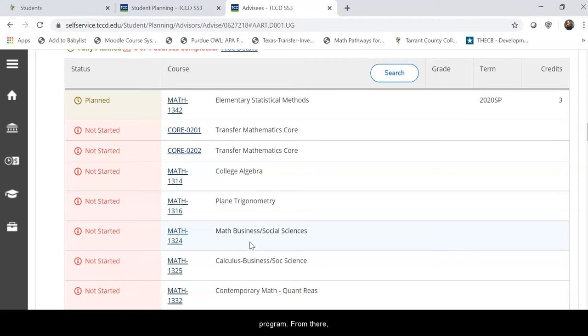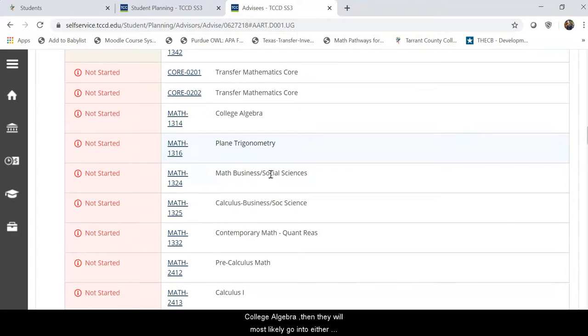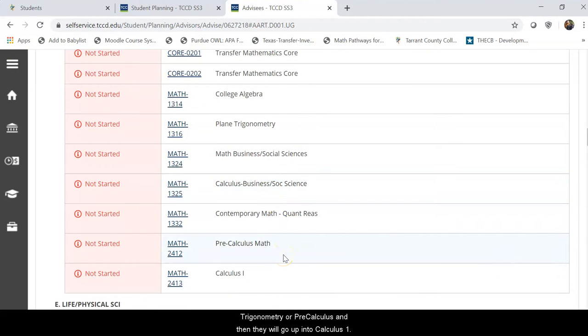From there, that program might request calculus for business and social sciences. And then you go into like your advanced accounting, finance level courses at your senior institution, your university. And then what I'll see with like my engineers and my computer scientists is they might either move up to or test into college algebra. Then they will most likely go into either trigonometry or pre-calculus, and then they will go up into calculus 1. And for a lot of those plans, plan to go to calculus 1, 2, and 3.